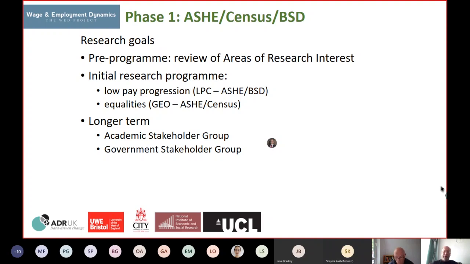What we're trying to do is make sure that, because there are so many potential areas of research that can be carried out here, we're using the government stakeholder group to identify areas of relevant research, to look at potential other data sources being linked together, and to help direct some of the research interests that we have, because otherwise we could go off in many, many different directions.